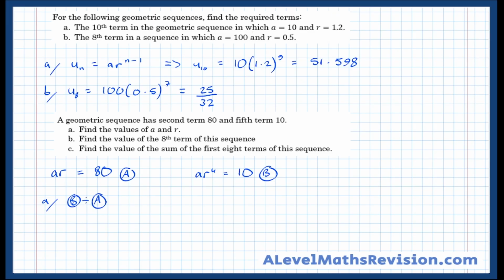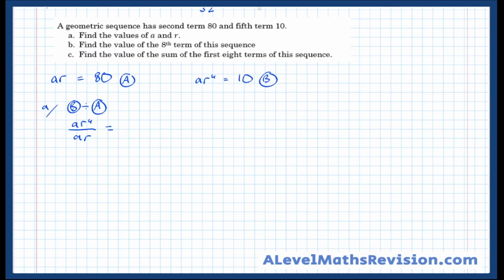So pause it and have a go yourself. See what doing B divided by A gets us. So I'll continue. On the left hand side we get AR to the 4 over AR, and on the right hand side we've got 10 divided by 80. So doing a bit of simplifying, A divided by A is 1, so they cancel. R to the power of 4 divided by R is R cubed equals 1/8, which means that R equals 1/2. So the common ratio we found to be 1/2.